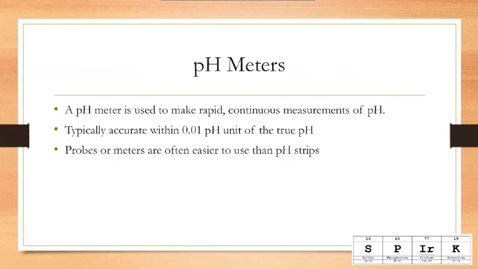So we can also use pH meters to measure pH. A pH meter is used to make a rapid, continuous measurement of pH. Typically, they're accurate within 0.01 pH unit of the true pH, and probes or meters are often easier to use than a pH strip. Also, these give you a value, whereas a pH strip just tells us is it acidic or basic.